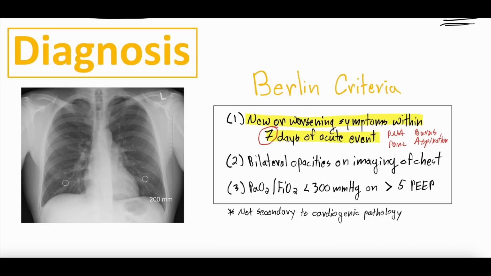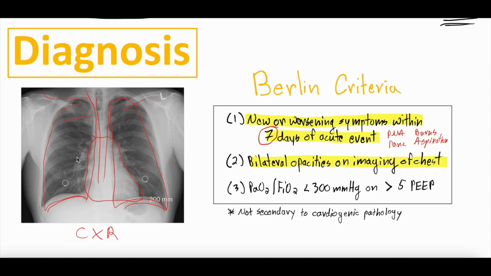In addition to that, you have to have bilateral opacities on imaging of the chest. What does that mean? Well, this is a chest x-ray here, okay? And you can see that these are the two lungs. One lung, two lungs. This is the heart here, all right? This is the vertebral column. Obviously, these are all ribs, clavicle, diaphragm.